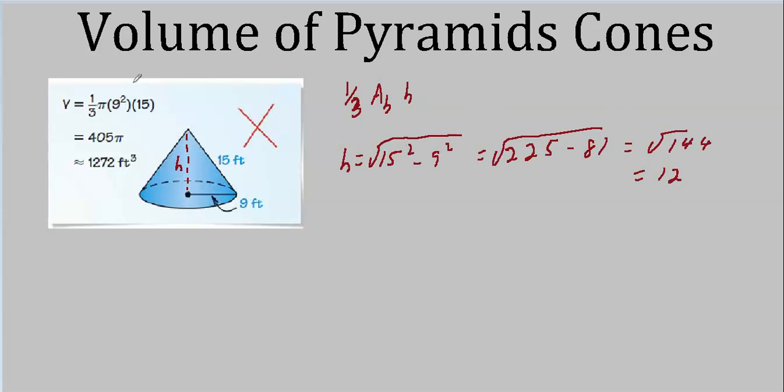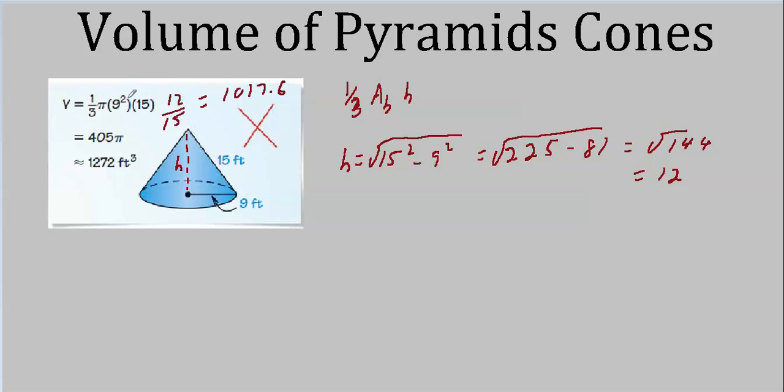So we can take 1/3 pi times 9 squared times 15, or we could multiply this by 12 over 15. That way the 15s would cancel, and we'd have 12 times 9 squared times pi times 1/3, which is what we should have had in the first place. So if we take our incorrect answer and multiply by 12 over 15, we should get the right answer. Doing it this way, we would get 1017.6.